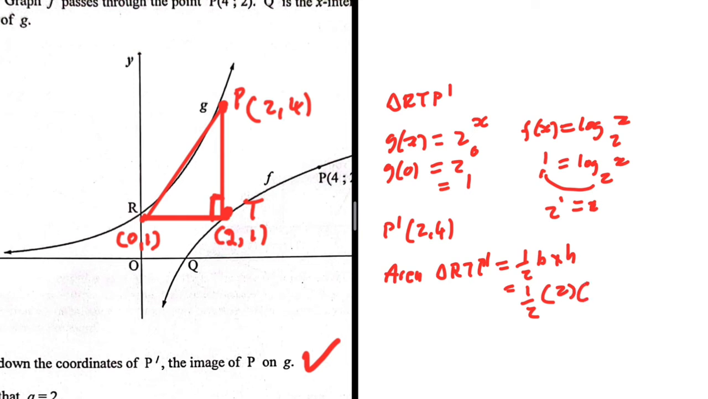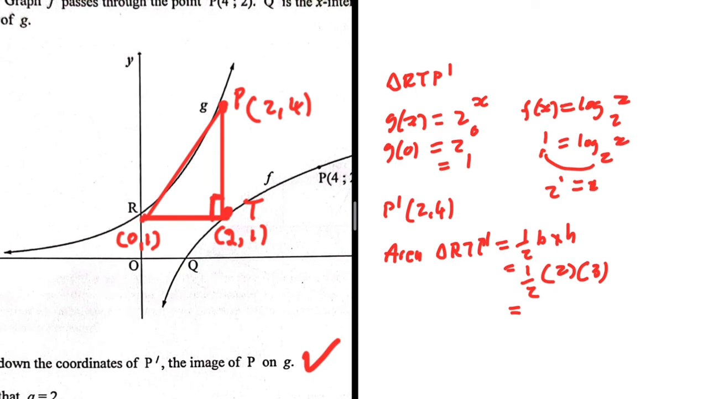And now our height. T and P share the same x value. So in order to find the distance from T to P, we just subtract the y values, which is 4 minus 1. So that is 3. So 2 multiplied by 3 is 6, multiplied by half is 3. So we have 3 units squared.